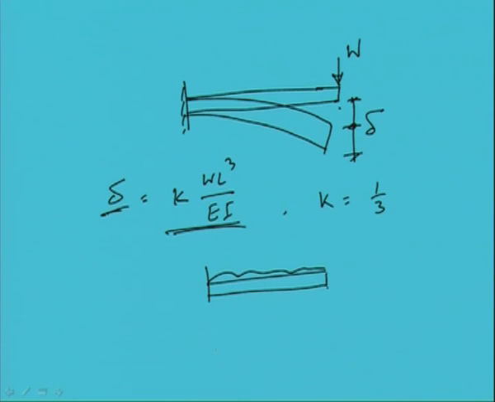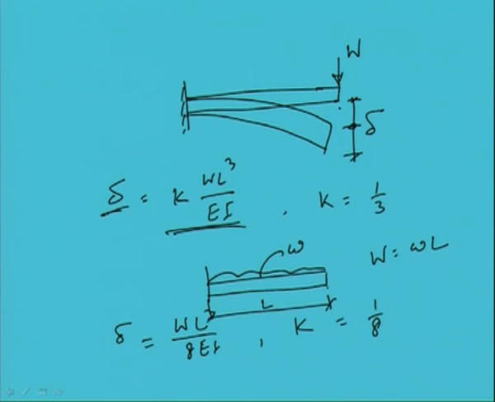Or if we have a UDL load, then also we can find out the deflection. Maximum deflection will be WL cube by 8EI. That means, here k will be 1 by 8. What does it mean? Here is small w, so W is w into length, if the length is this.